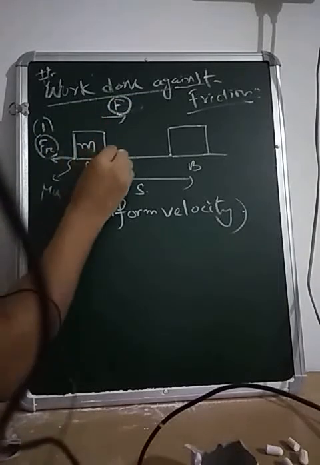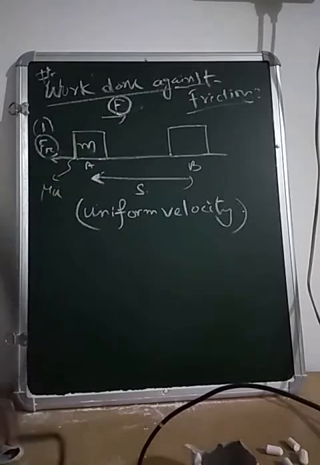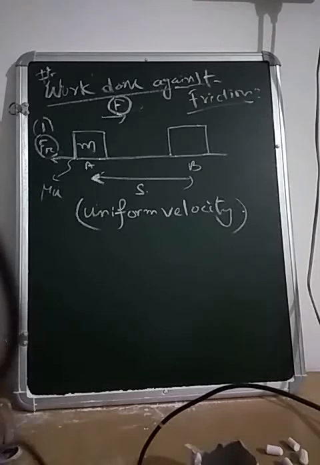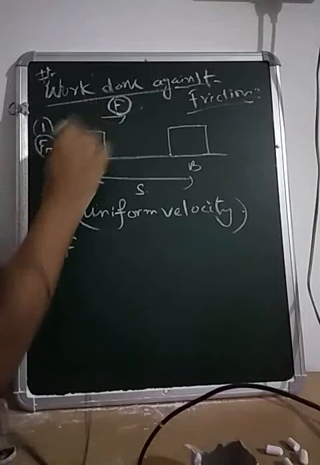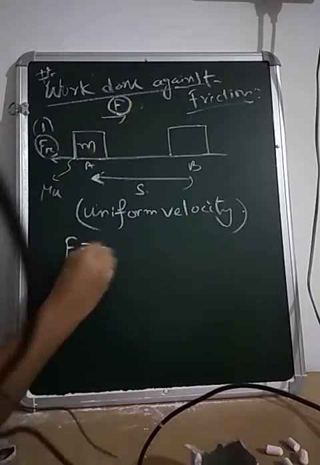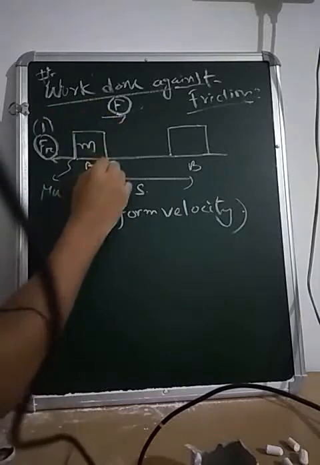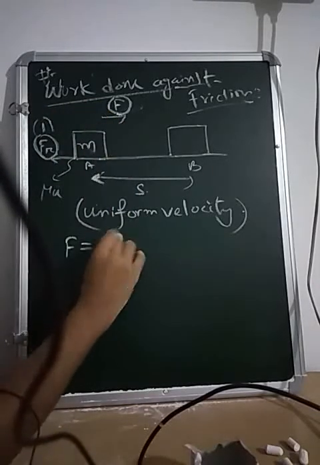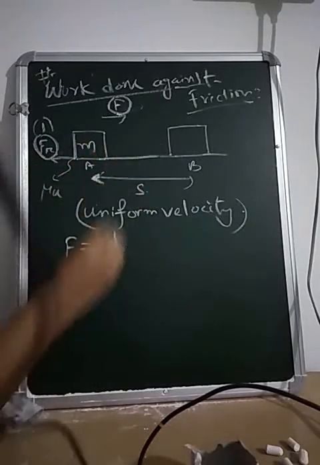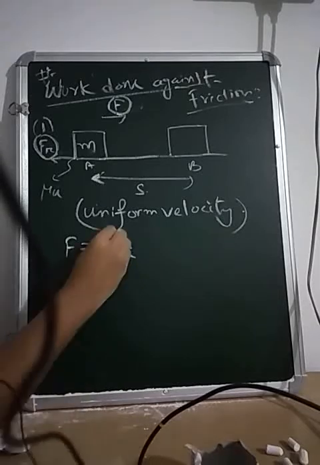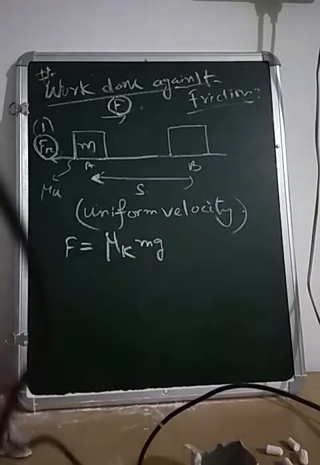So the body starts sliding from position A to position B. We have to calculate the work done. How do we calculate it? F will be how much? F is equal to the limiting value of static friction, so the limiting value of kinetic friction. Since the body is in motion, we use the kinetic friction term, mu k into mg.